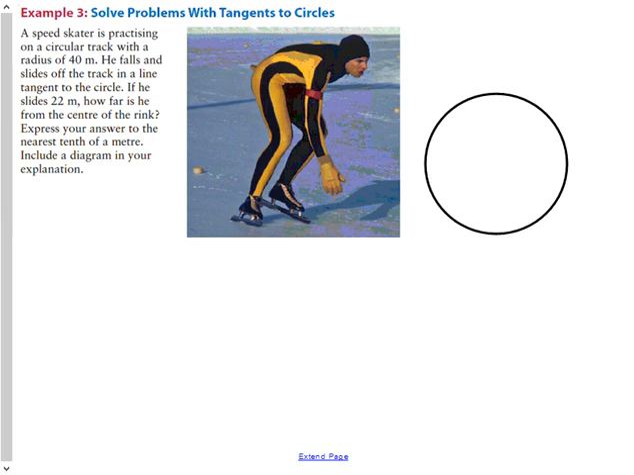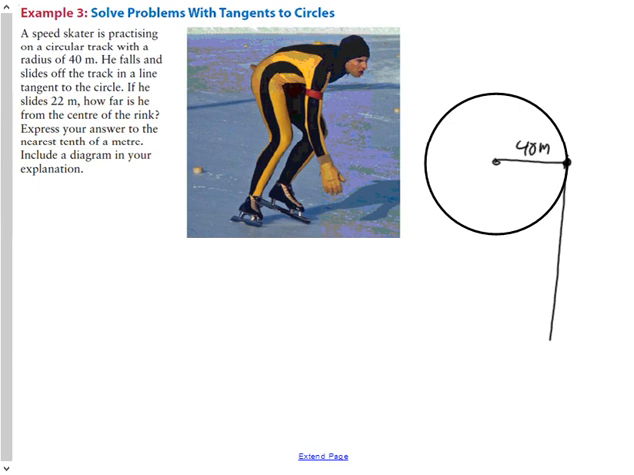A circular track with a radius of 40 meters. He falls and slides off the track. So let's say he falls here, okay? And he slides off the track in a straight line tangent to the circle. So here he goes. He's now falling in a straight line tangent to the circle, right?